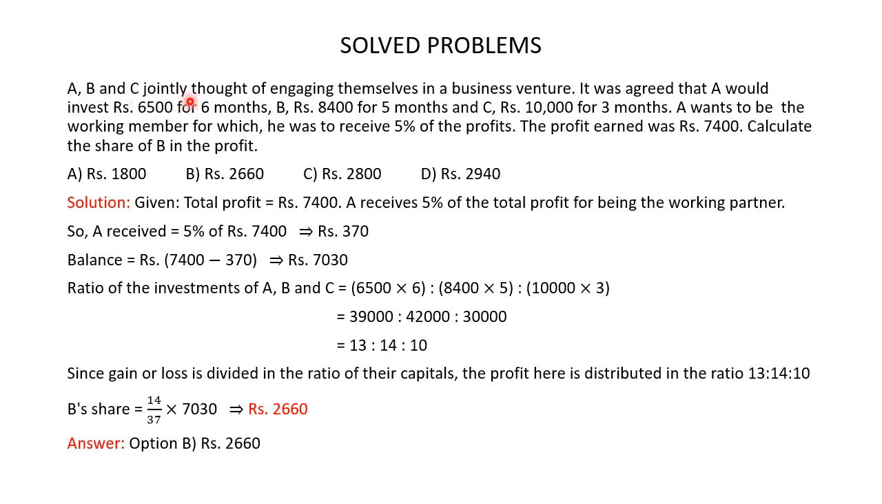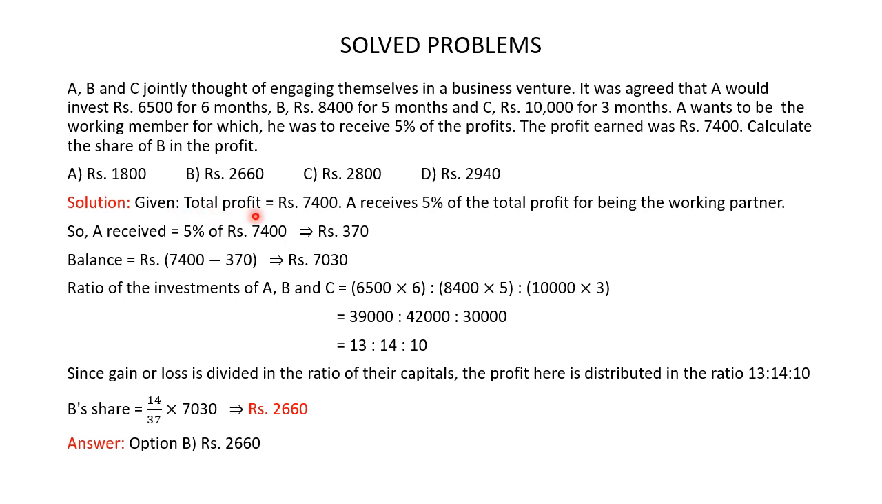A, B and C jointly thought of engaging themselves in a business venture. It was agreed that A would invest rupees 6,500 for 6 months, B rupees 8,400 for 5 months and C rupees 10,000 for 3 months. A wants to be the working member for which he was to receive 5% of the profits. The profit earned was rupees 7,400. Calculate the share of B in the profit. You are given 4 options here and you have to find out which of these options is the correct one.